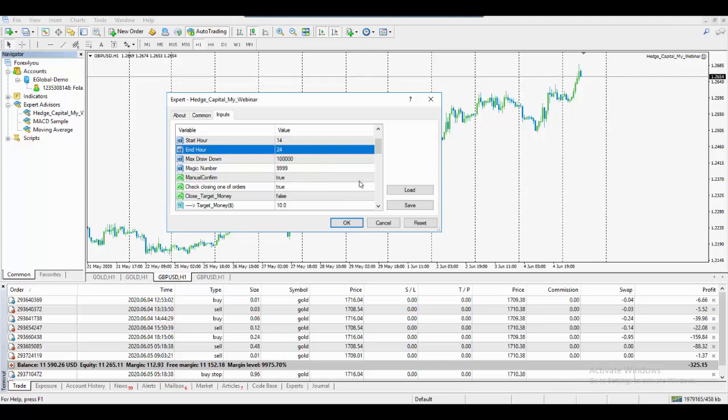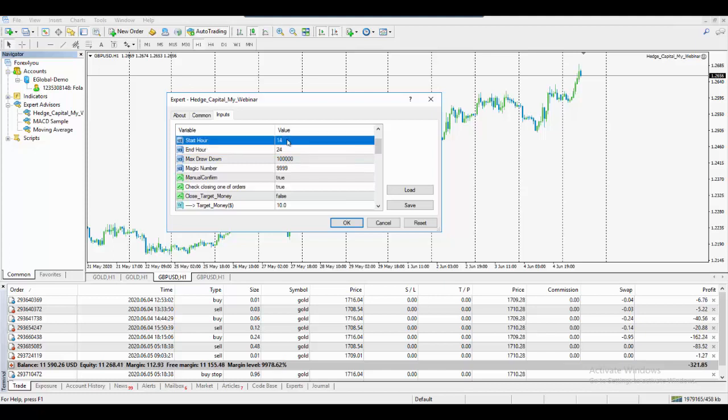So now I'm going back to the server. Inside the server, I've changed my time to 2 o'clock, waiting for non-farm payroll. This 24 hours is not going to hold because I've set my manual confirmation to true. That means if the software hits profit, it will just close all the trades and everything is blank. It will just give me my profit and it will not enter trade again automatically. It will just stop for the day.